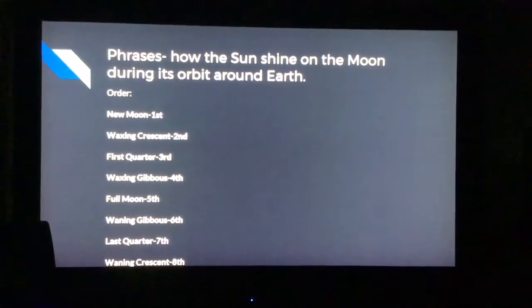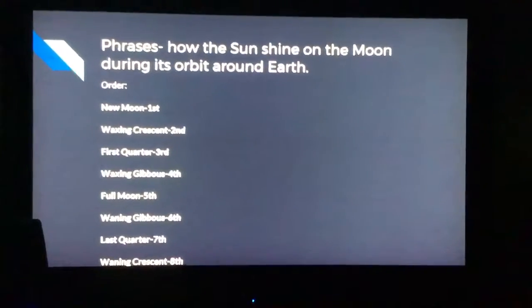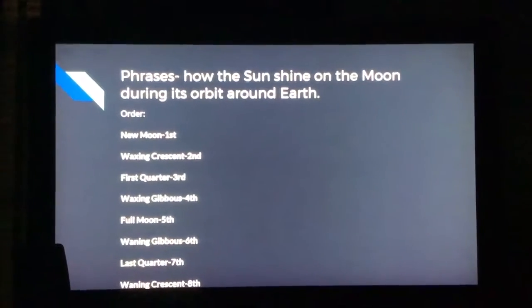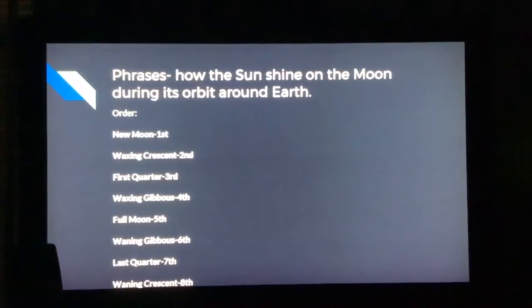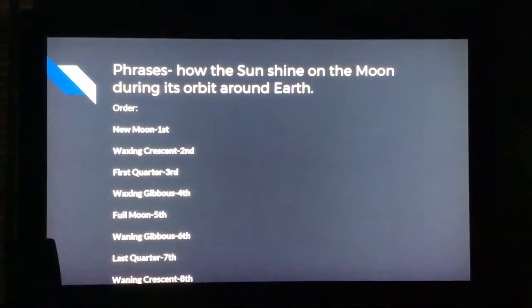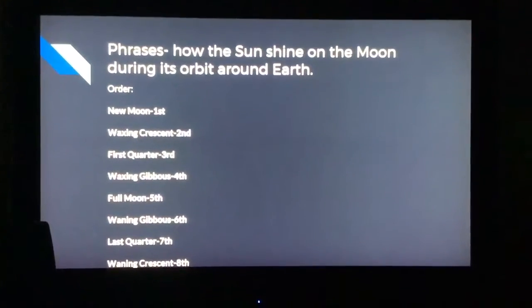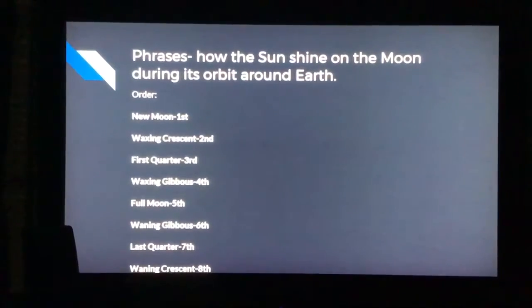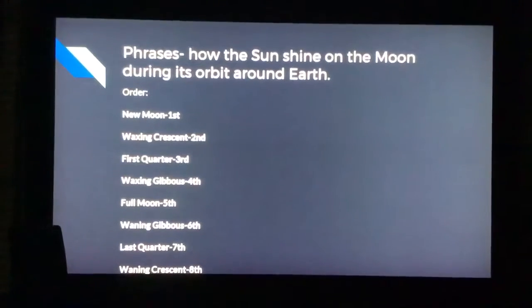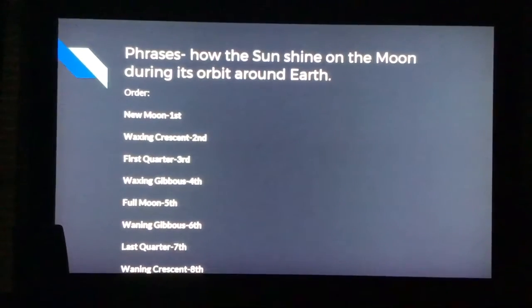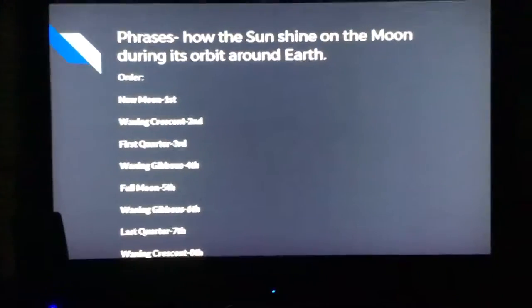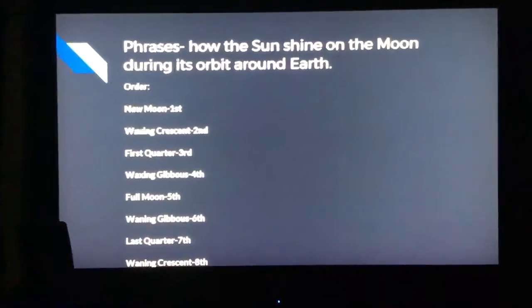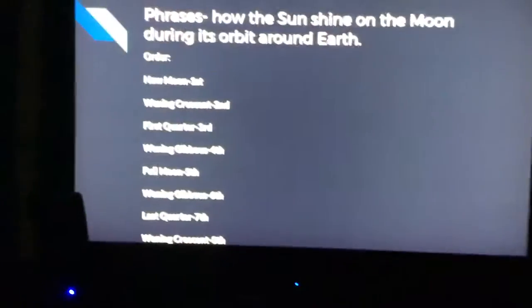So there are 8 stages between, and basically a phase also is, in scientific terms, how the sun shines on the moon during its orbit around the Earth. So the first one is a new moon, a waxing crescent, a first quarter, waxing gibbous, full moon, waning gibbous, last quarter, waning crescent. I didn't say that, so we're good.